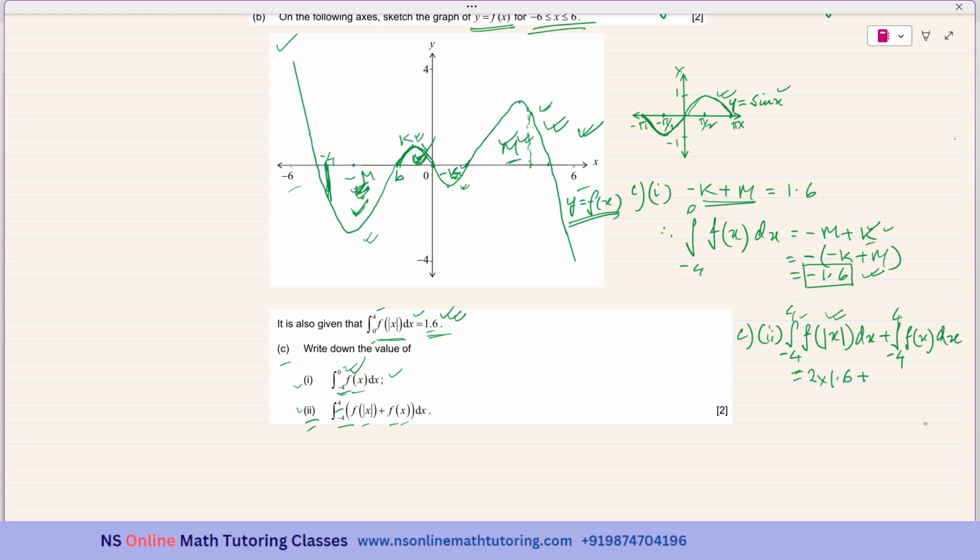What about the second one? Negative 4 to positive 4 f of x dx. Okay, this is the graph for f of x. Negative 4 to positive 4. Fine. This value is minus k and this value is plus k. So they nullify each other, cancel each other. This is negative m, this is positive m. Again, they cancel each other. So the answer for the second integral is 0. Therefore, the answer for the CII subpart is 3.2.